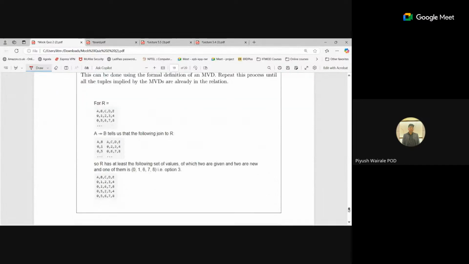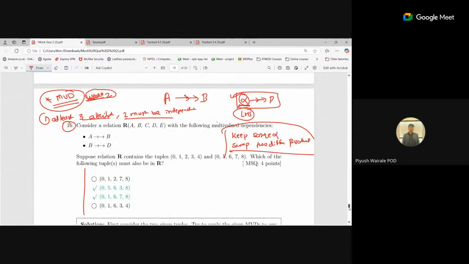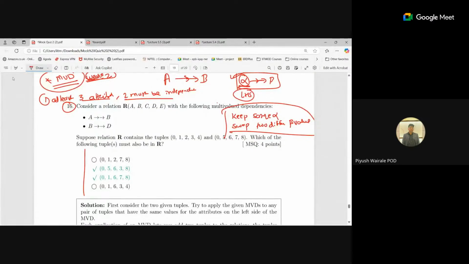Here is a different approach, but we'll go with a different approach. Both the things are the same. So what is this R giving us? We have the relation A, B, C, D, E: 0, 1, 2, 3, 4, and 0, 5, 6, 7, 8. So we have added these two rows.